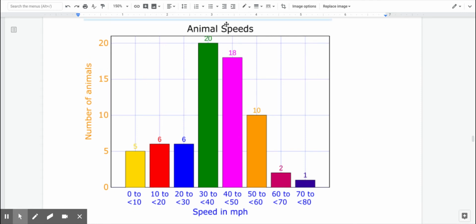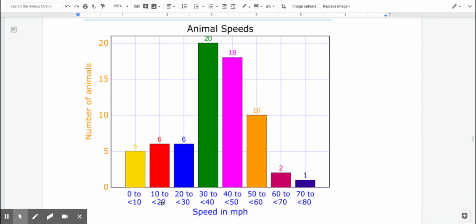Some things to notice. You always need a title on any type of visual representation that you're doing to make sure that people understand what you're talking about. You also need to label your axes, and that means that you take the label for this axis, singular axis, plural axes, sometimes called the y-axis. Here it's the number of animals, and you need to also label your x-axis. And here I've labeled it speed in miles per hour.